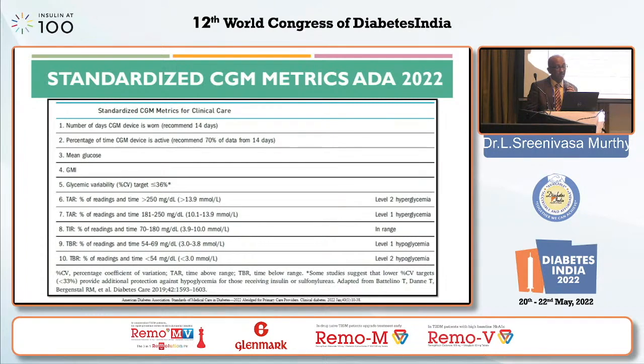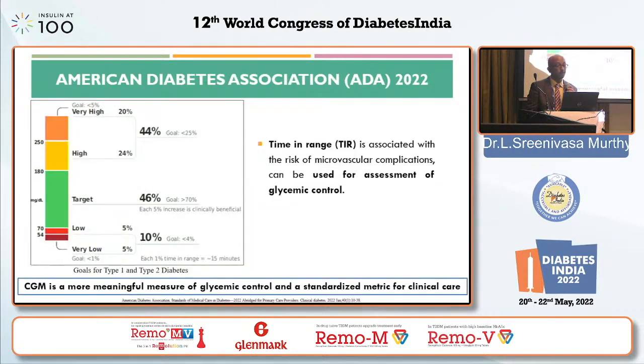Level 2 hyperglycemia is what we are always worried about. And the ADA 2022 guidelines are as follows. You can see in the lesser shaded ones, the goal is above 70%, and each 5% increase is clinically beneficial. For time below range, the goal is less than 4% of the time in a given day. These are the goals for both type 1 and type 2 diabetics, mostly given by the CGM.